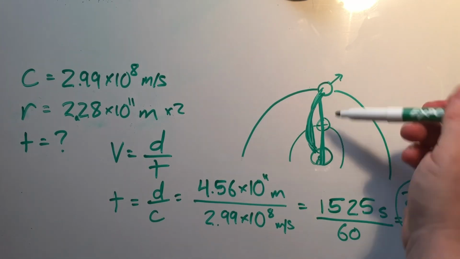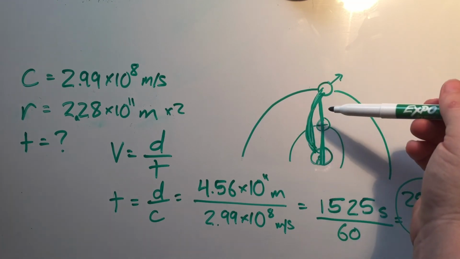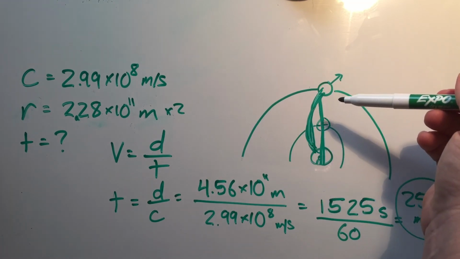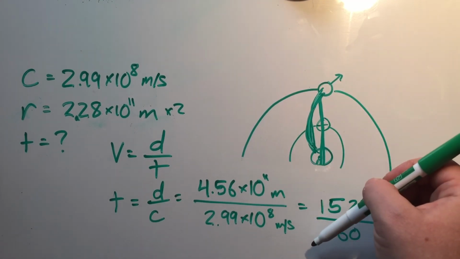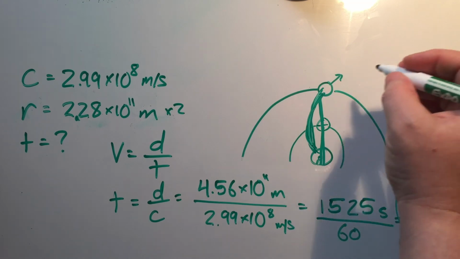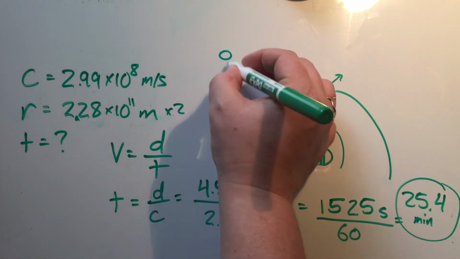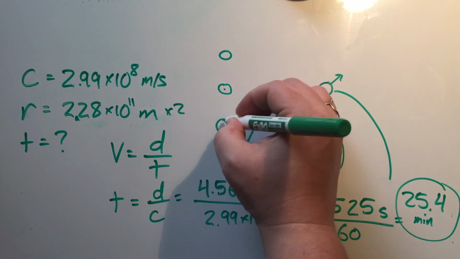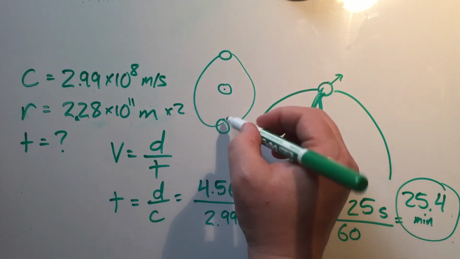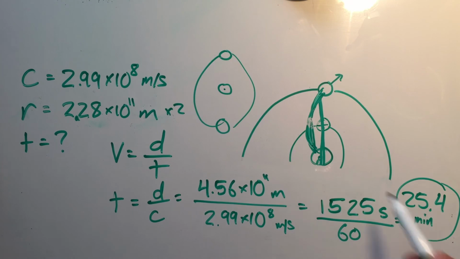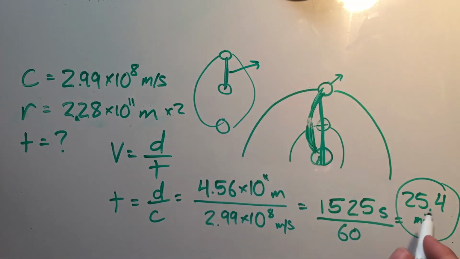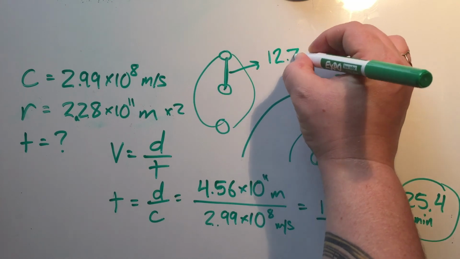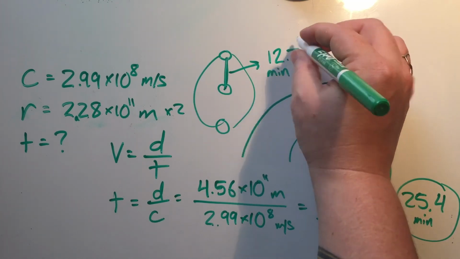And that should be your answer for the total max and min time difference. But that's the total difference between the closest point and the farthest point. So if we want to talk about the difference between when Mars is closest away and farthest away, that total time is 25.4 minutes, which means that an actual max or minimum time would be half of that. 25.4 divided by 2 would give you 12.7 minutes of difference.